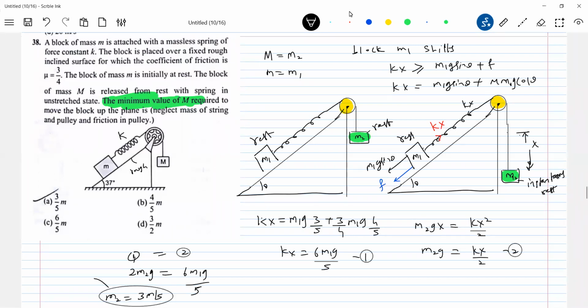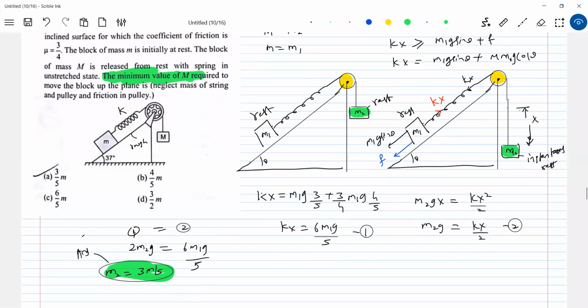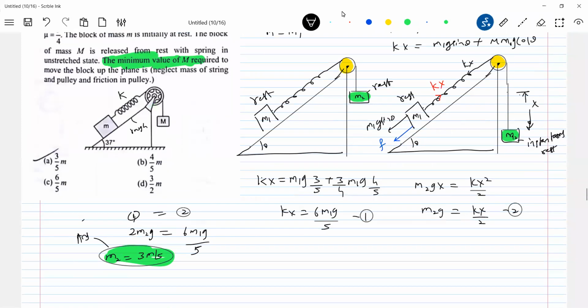Now a few questions we have to analyze. What do you have to understand? Why can't this be at equilibrium, block M2, when M1 is about to shift? Let M2 be at mean position or equilibrium. Then what should you write? Kx equal to M2g. Then you equate that and see what you'll get. Substitute here. So M2g equal to 6M1g by 5.